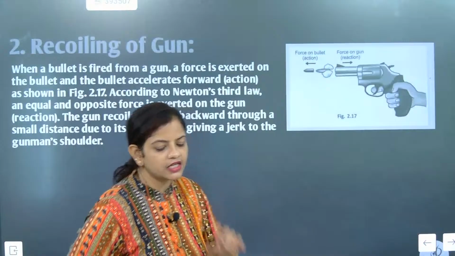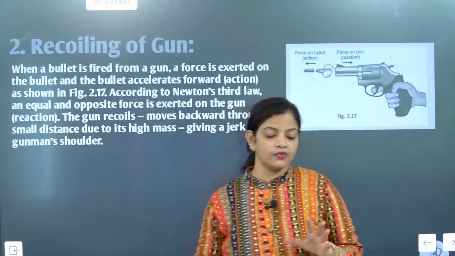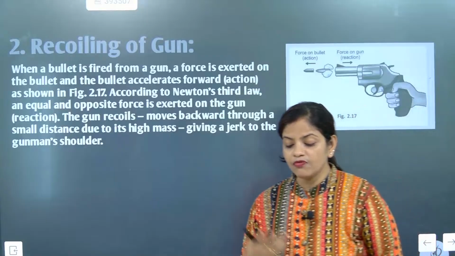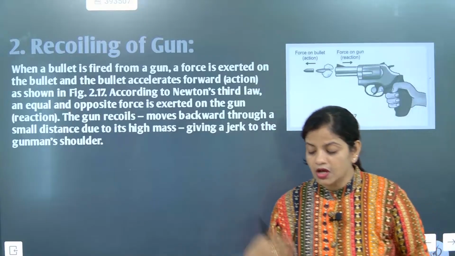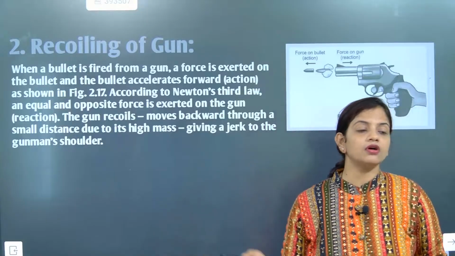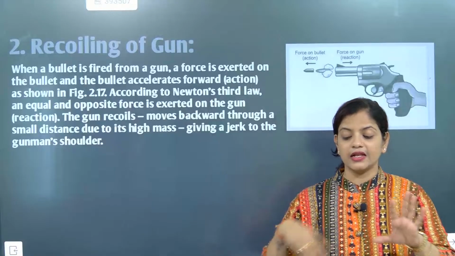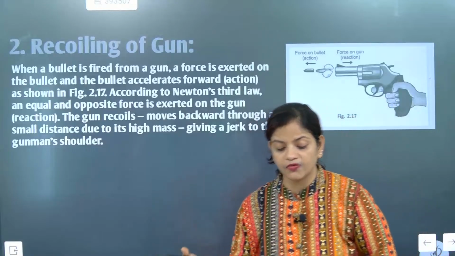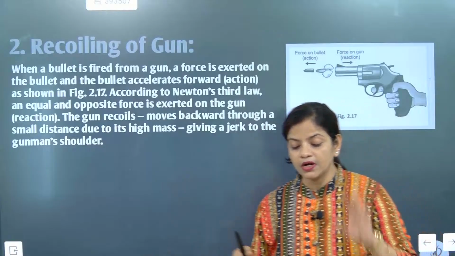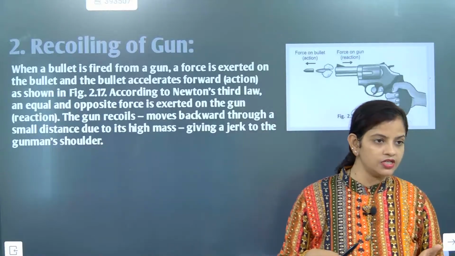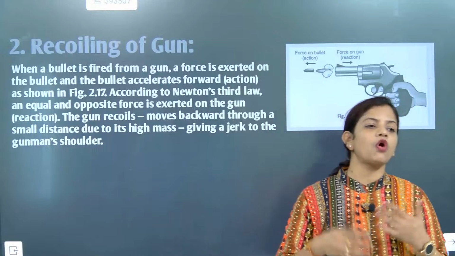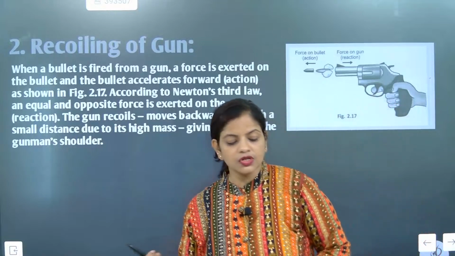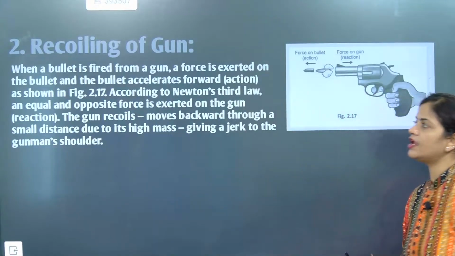Now look here, recoiling of gun. First is at the time of walking. Always there was a question: at the time of walking, how is friction helpful? We got this answer because we are pushing the ground backward and the ground is pushing us forward. So action is backward, reaction is forward. Understood? This is how walking is done.